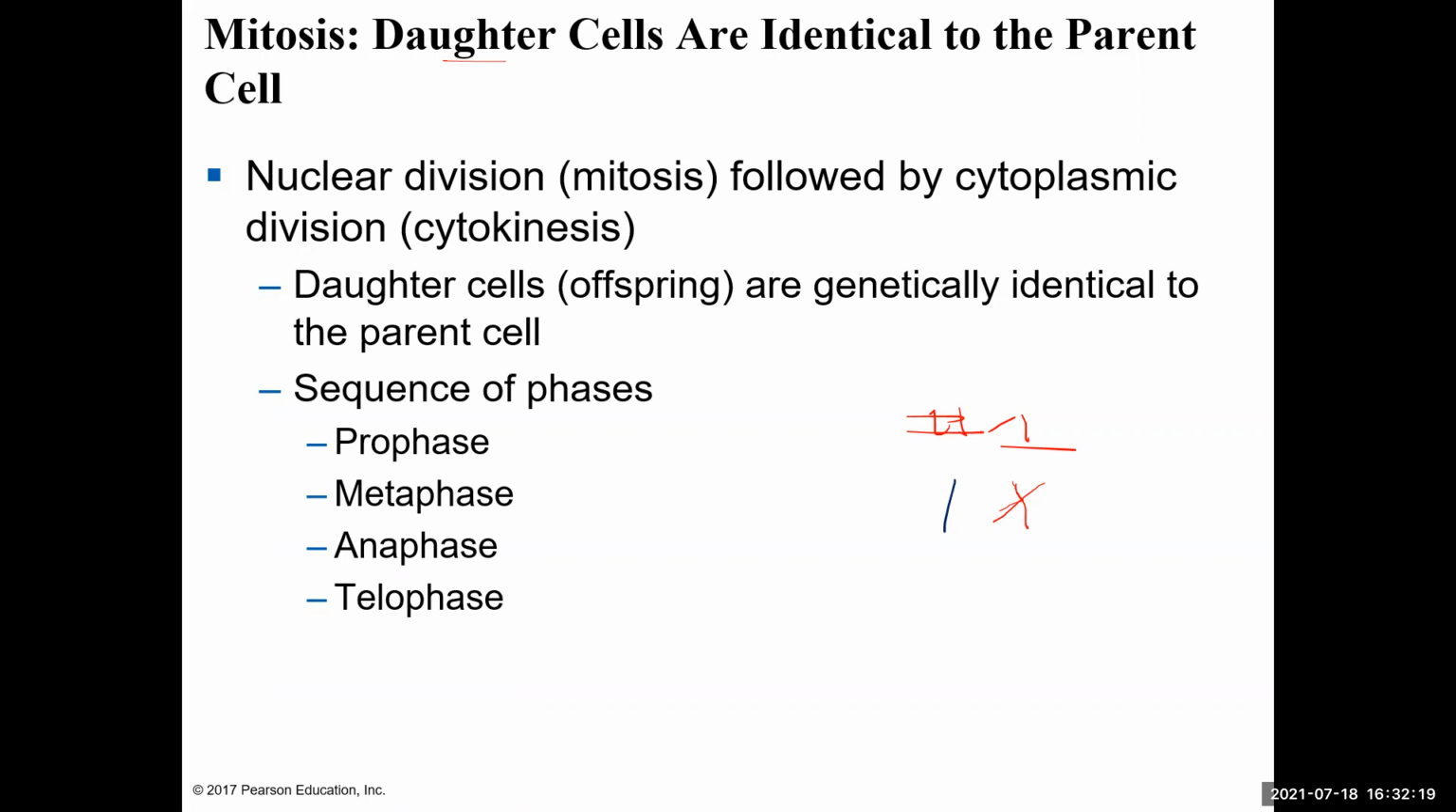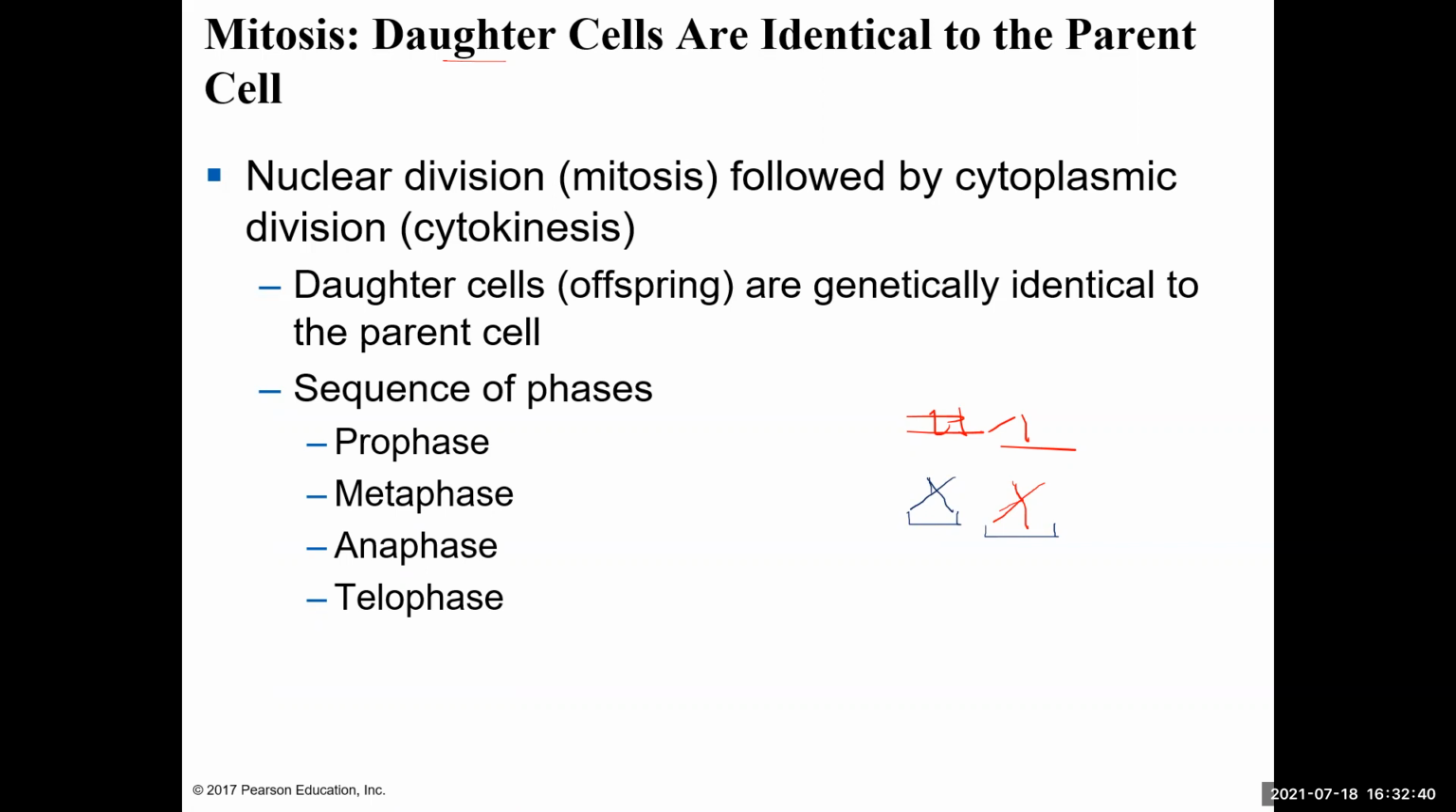And then the same thing would happen for the paternal copy, right? So now you have 2 copies of chromosome 1 from the paternal and 2 copies of chromosome 1 from the maternal. Okay, so that DNA is replicated.